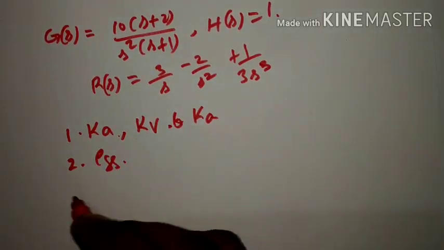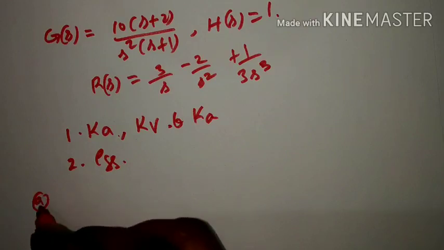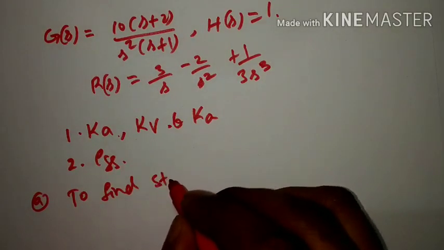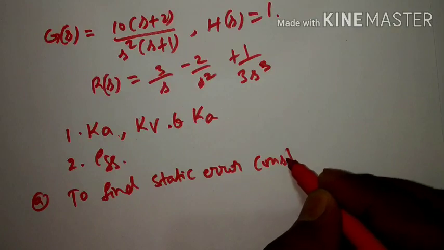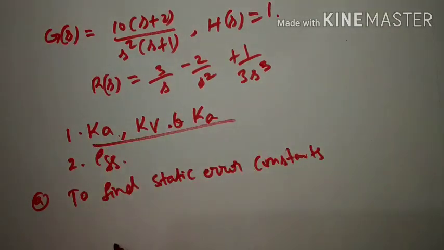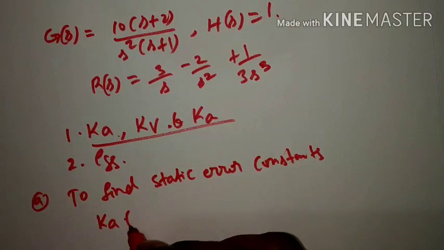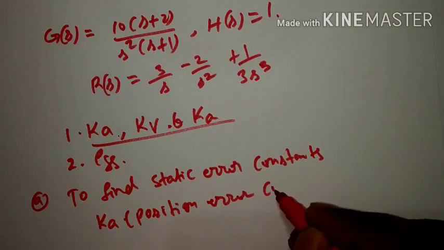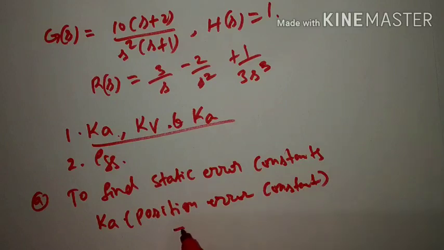Do you know what these constants are? I'm going to write the problem to find the static error constants. So these are the static error constants. What is Kp? Kp means the position error constant.